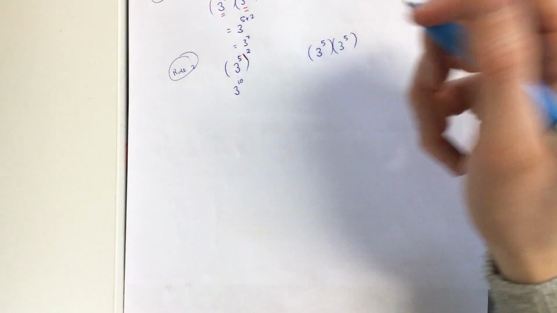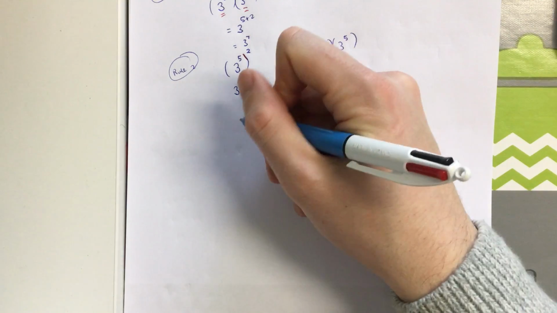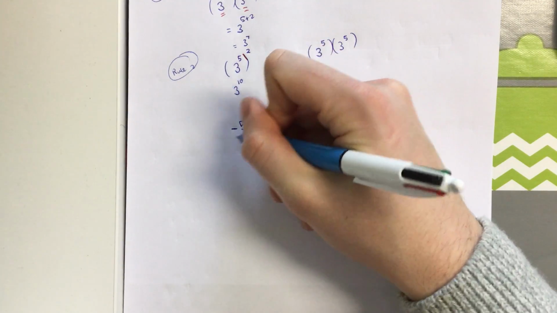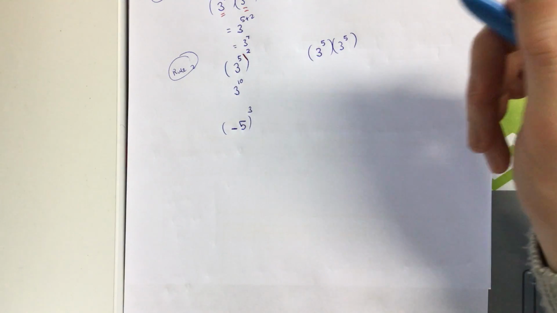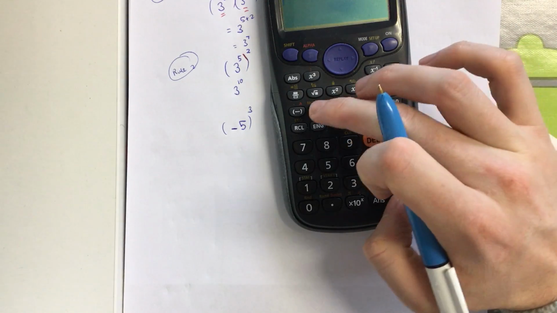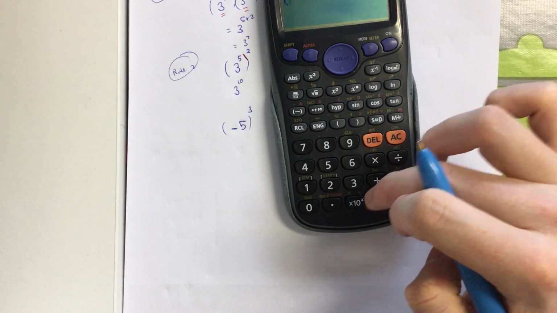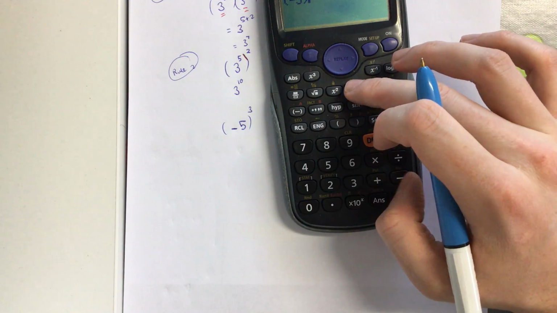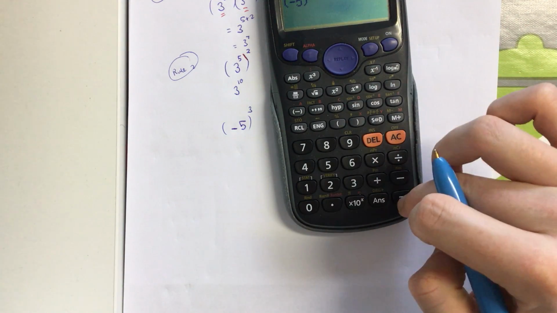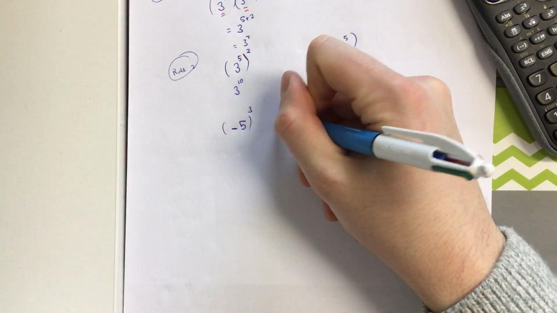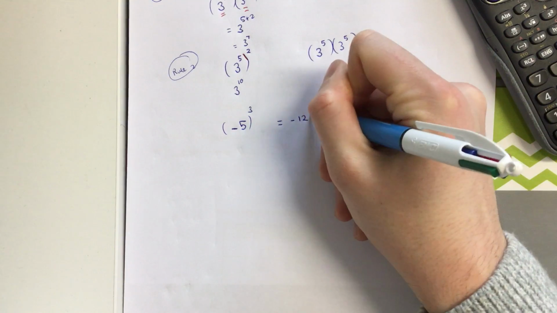So what if I encountered an awkward number, like for example, minus 5 to the power of 3, and I want to work that one out? Well, you could opt to use your calculator for that one. We could say bracket, minus 5, bracket. You put in the x box number, which is 3, and you click equal to. You end up with minus 125.